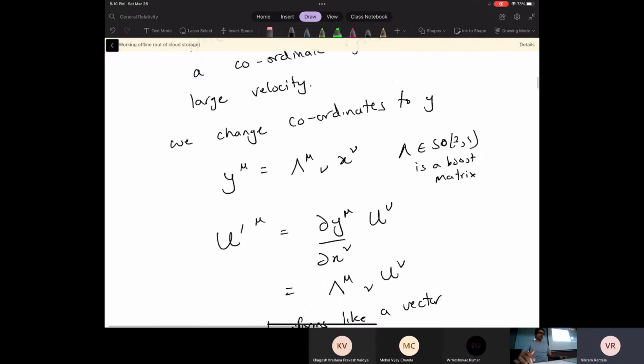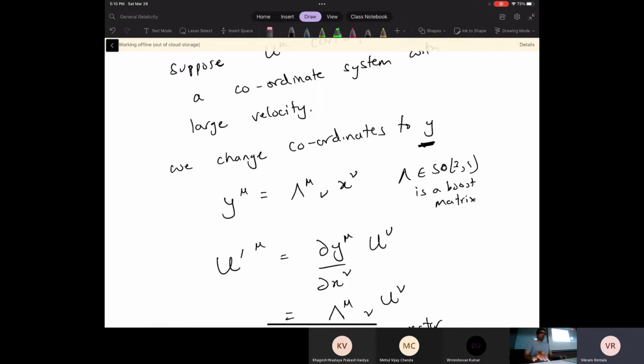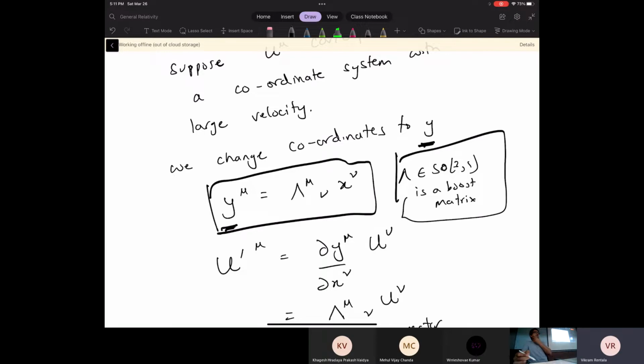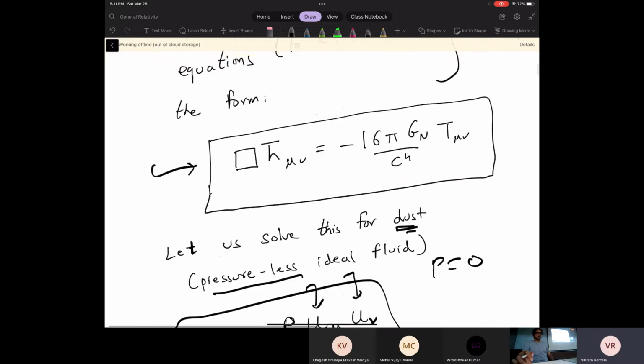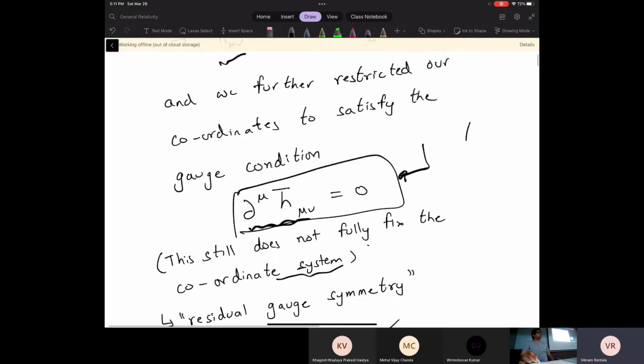So let's use the residual gauge freedom. Let's make a change of coordinates y mu is equal to lambda mu nu x nu, where lambda is an element of SO3, some kind of boost matrix that we're familiar with in special relativity. Now, this is a coordinate transformation in general relativity. You can make any general coordinate transformation, y is a function of x. But we've restricted the class of transformations that we could use. First of all, we insisted our transformations be small. Second, we insisted that our transformations preserve this gauge condition.